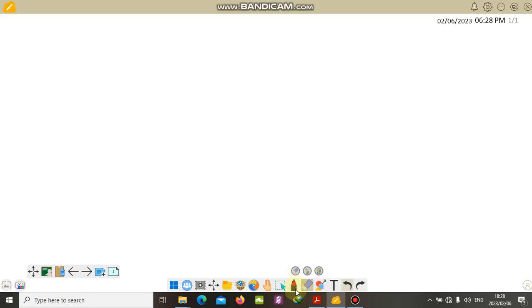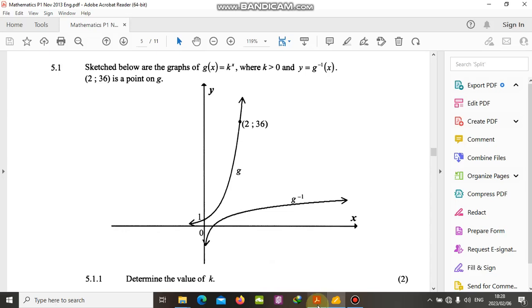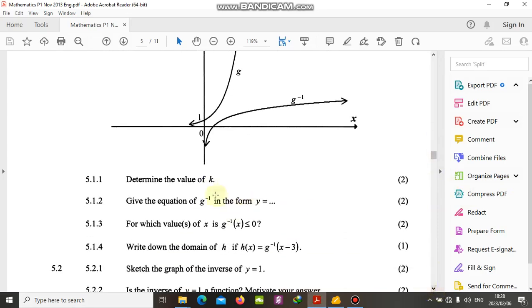All right, here we are. So let's go back to the question. On the question, the first point says 5.1.1. It says determine the value of k. Determine the value of k.